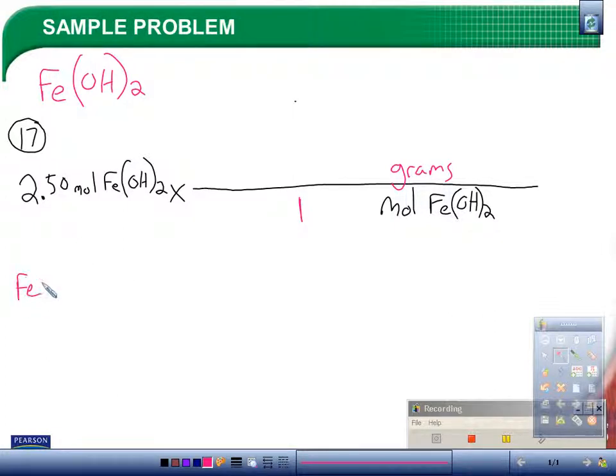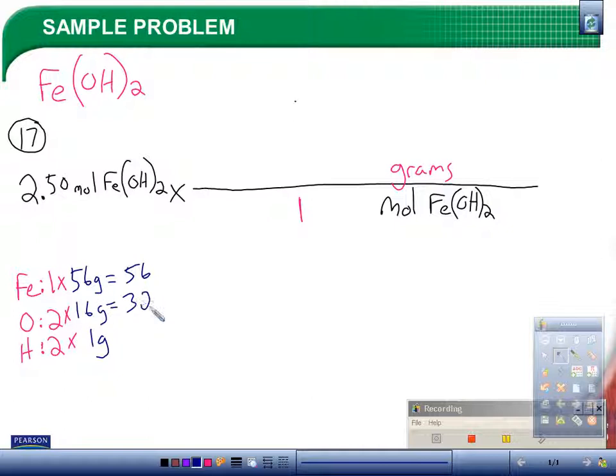So I have a single iron. My 2 is distributed to the O. So I have 2 O's, 1 Fe. And my 2 is distributed to the hydrogens. Now I don't know why, but different people's periodic tables will give you different values for Fe. So I'm just going to round it to 56 grams. Some of you will have a different value, so just use whatever you got. So I look up all of these guys.